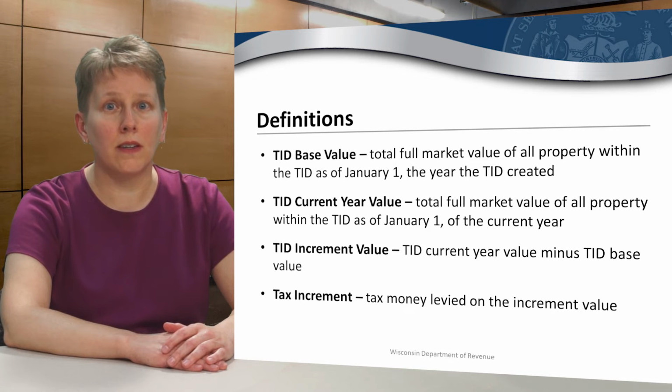Tax increment is the tax revenue collected on the value increment. The municipality must use this money to pay the project costs. If the current TID value is less than the TID's base value, there's no value increment. The municipality receives no money to pay the project costs and must cover costs from its general fund.